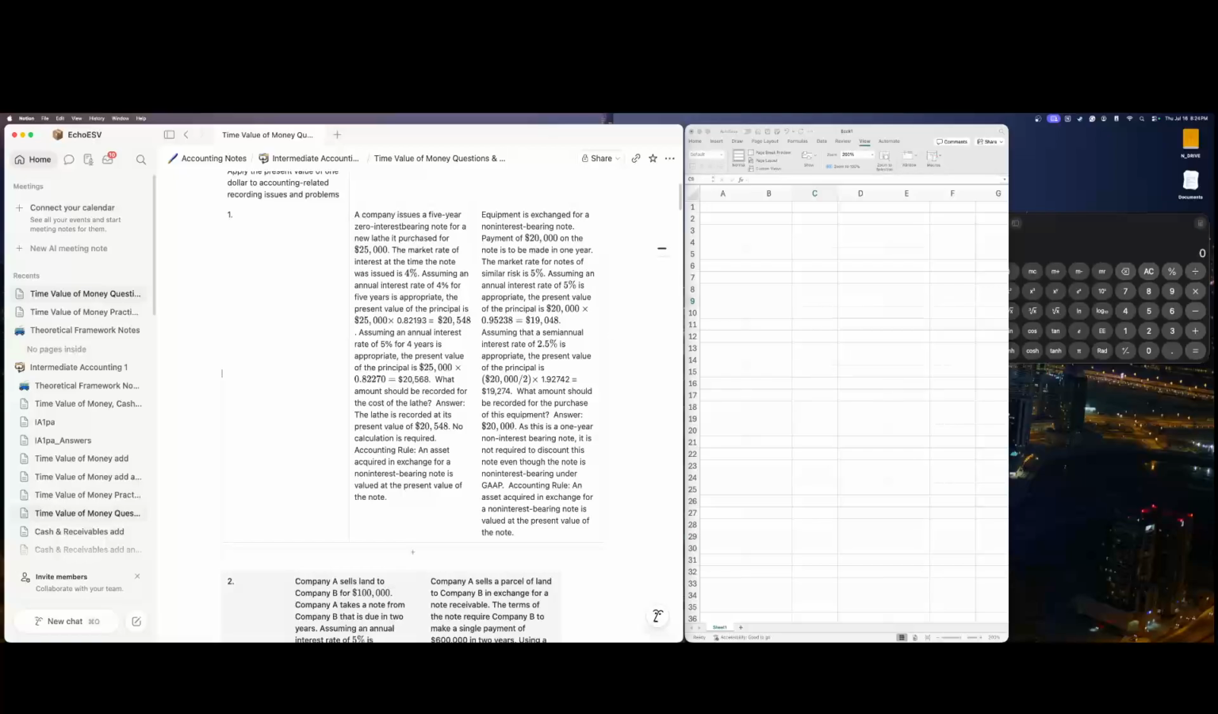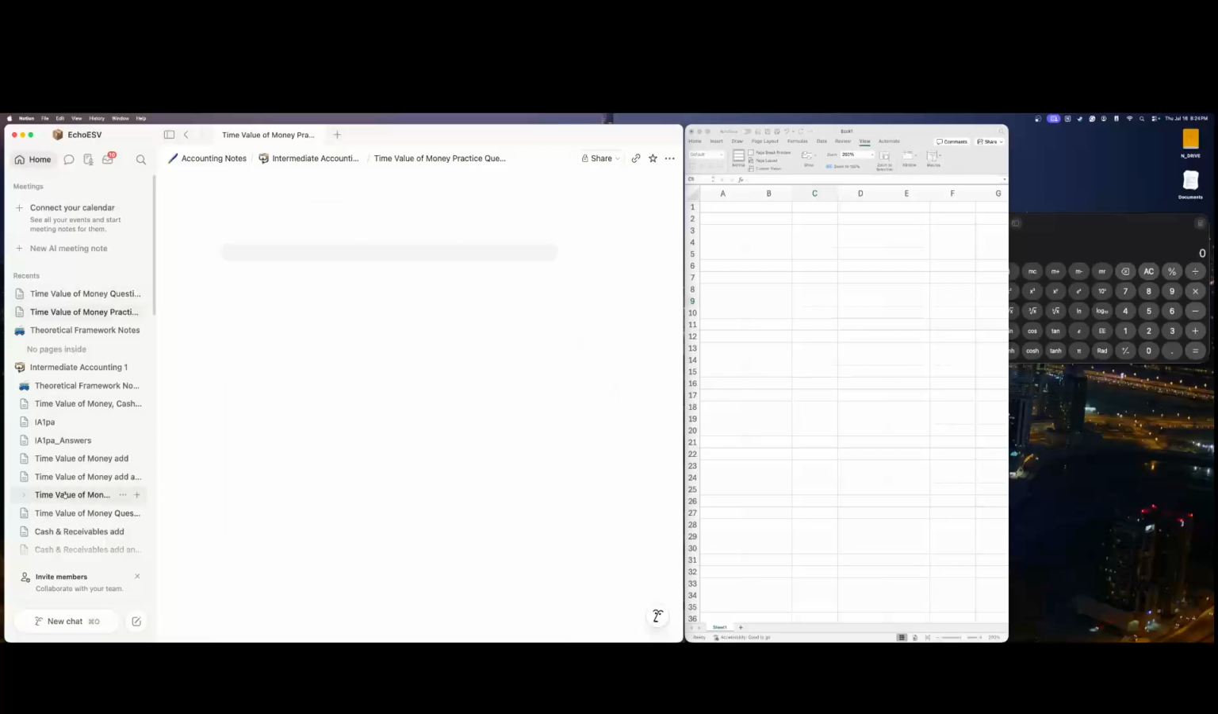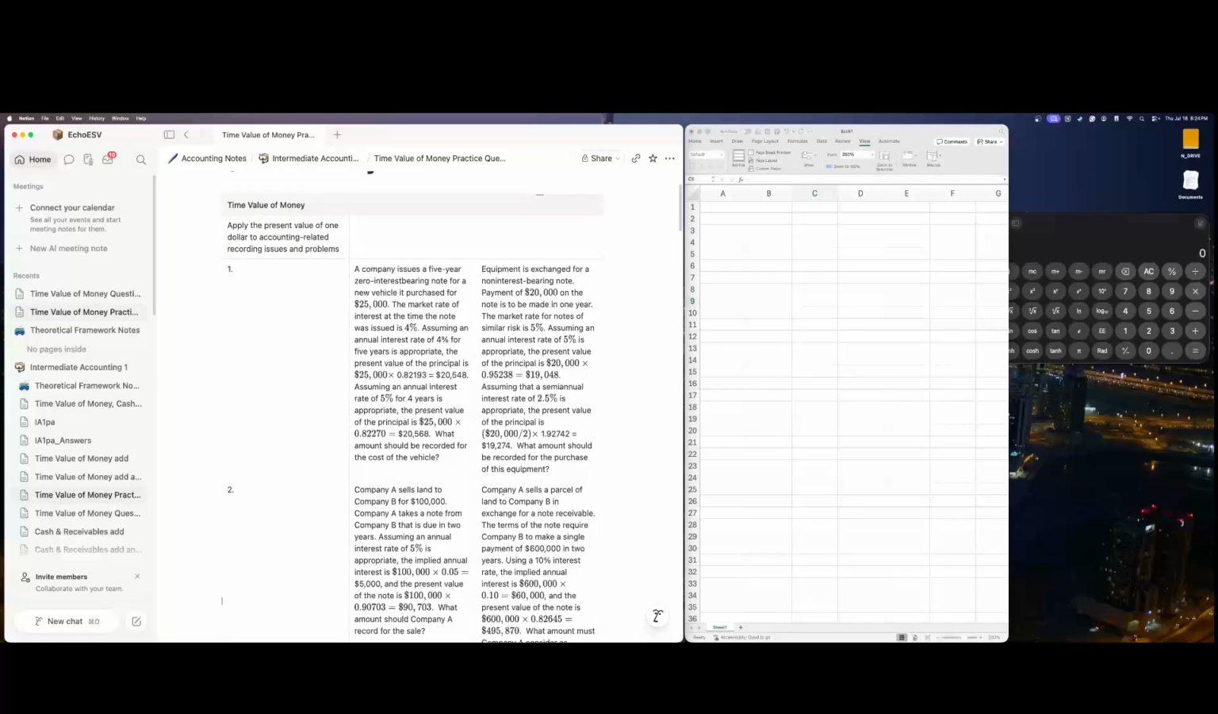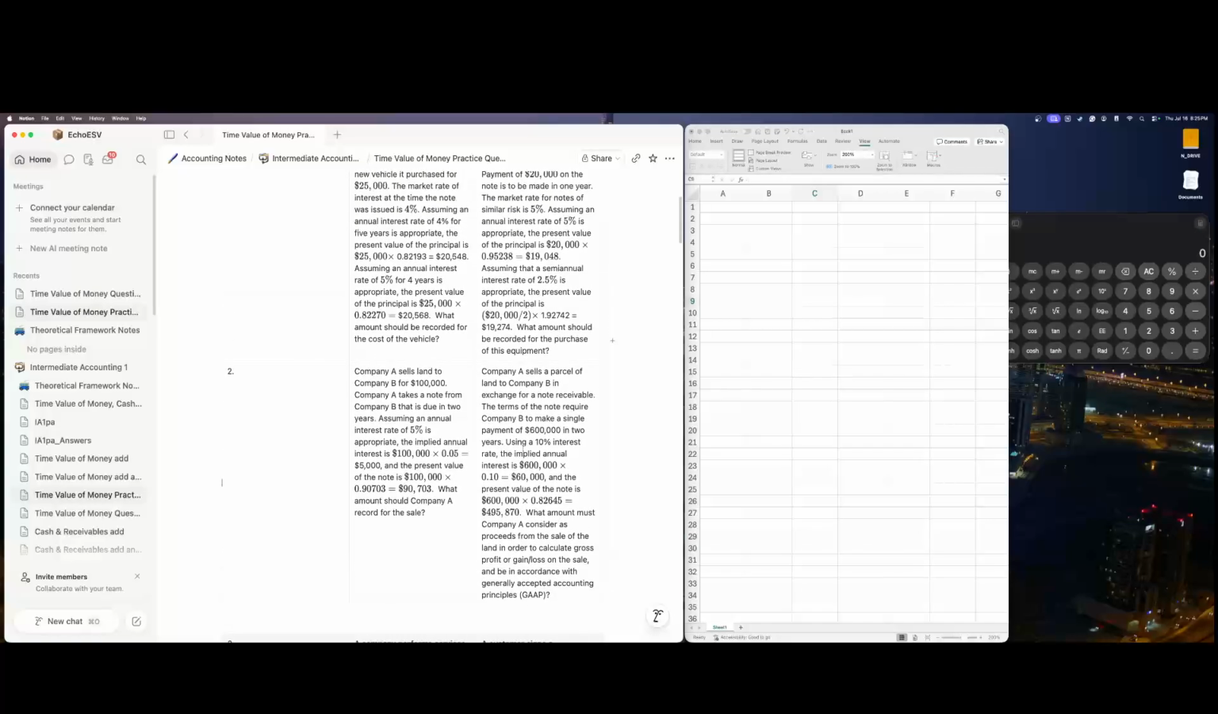No, it's 20,000. As this is a 1-year non-interest bearing note, it is not required to discount this even though the note is non-interest bearing. So that's the difference between non-interest and zero interest, I suppose. That's something important to note. If it's non-interest bearing, then the present value of the principal is 20,000. So you're going to calculate the discount or the present value.